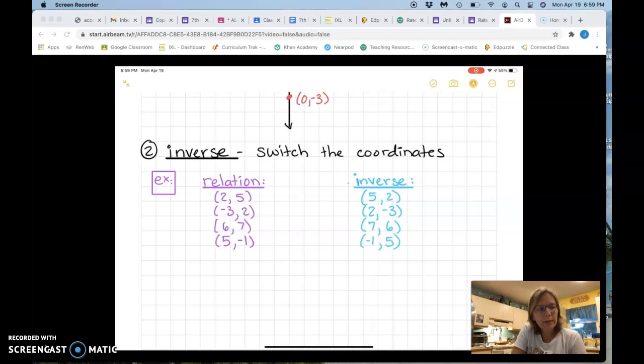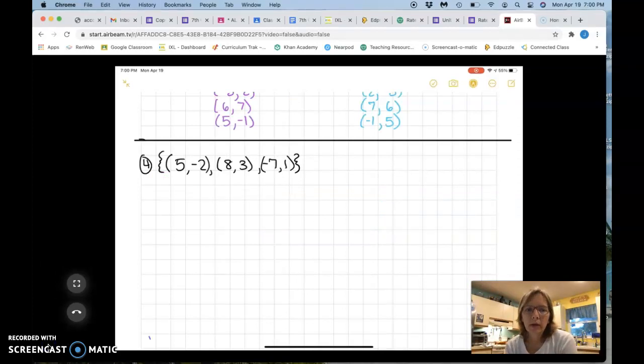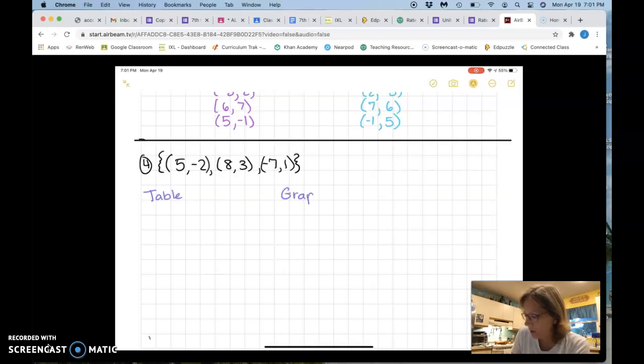So now we're going to do some examples from page 209. So make sure you copy all these down and I'll be right back. Okay, so on page 209, number 4, it says express each relation as a table, graph, and mapping. So we're going to do just what we did in our example above for our notes, and we're just going to write each thing down and show these ordered pairs in this way.